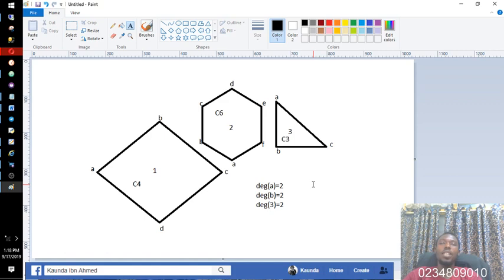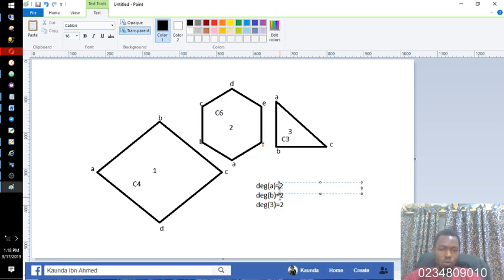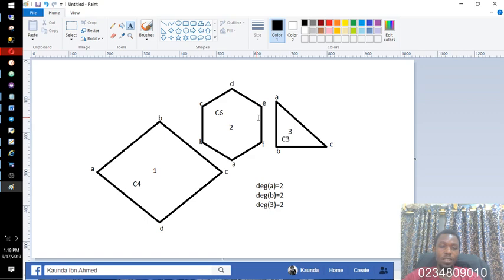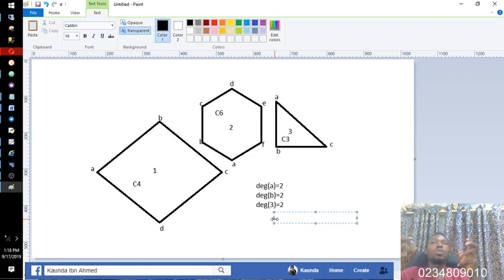And if you want to get the sum of the degrees, remember each degree is 2, just like we've done here. For all these types, each degree is 2. So to get the total of all the degrees, you just multiply 2 by the number of vertices, because each vertex is 2. If the vertices are 10, you multiply by 2. So the sum of the degrees is always twice the number of vertices, which is mostly denoted by n. That is it.